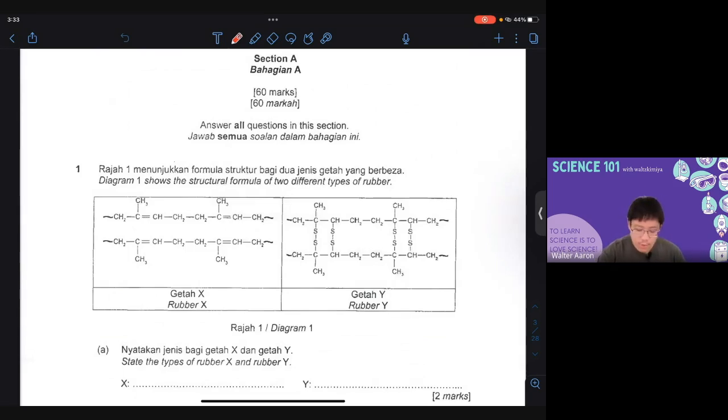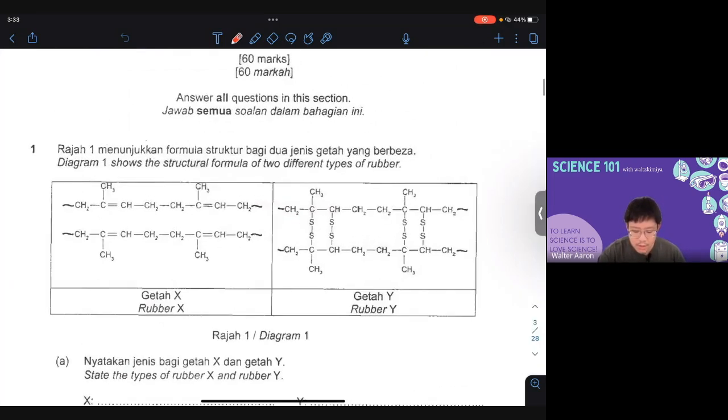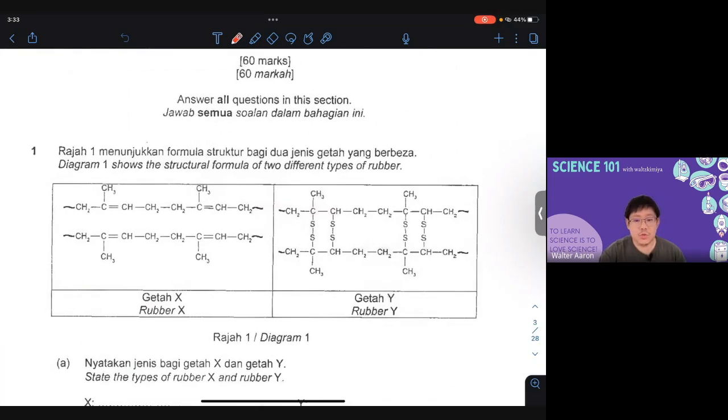Right. So diagram 1 shows the structural formula of two different types of rubber. We have rubber X and also rubber Y. So we see properly, right? Rubber Y actually has these sulfur linkages. So that tells you that it is supposed to be a vulcanized rubber. Okay. So there are two different types of rubber X and rubber Y. So one is unvulcanized and one is vulcanized.